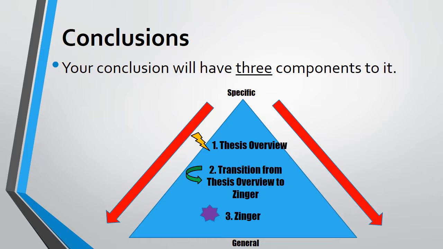In your specific to general conclusion, you will typically have 3 parts. 1. A thesis overview. 2. A transition from thesis overview to zinger. And 3. A zinger.